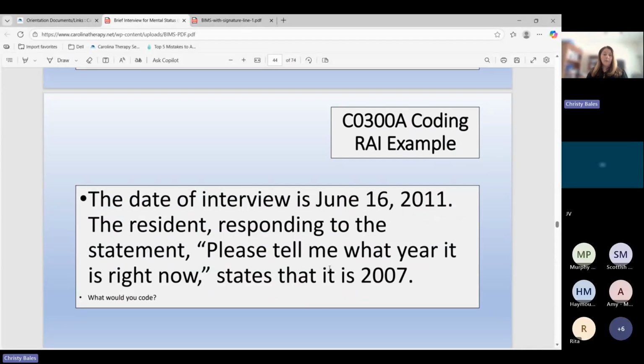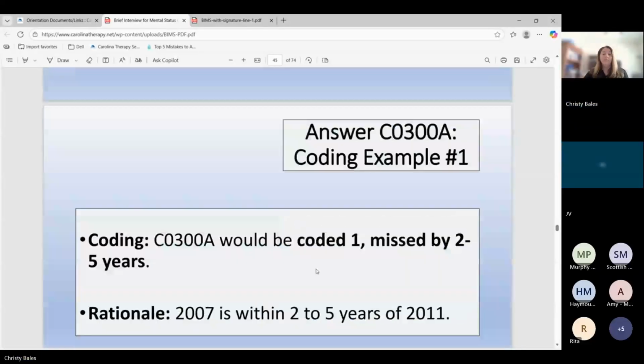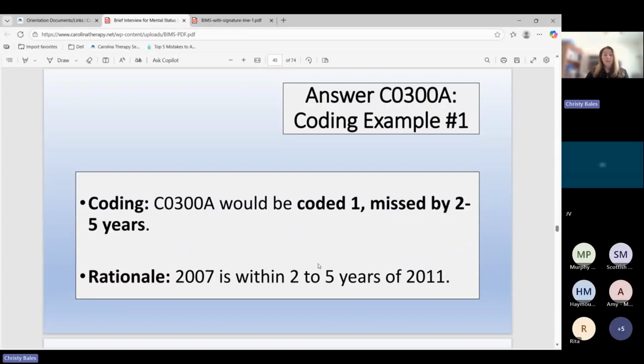The date of the interview, so this is an example: the date of the interview is June 16th, 2011. The resident, responding to the statement, please tell me what year it is right now, states that it is 2007. All right, you would code this a 1 because it's missed by 2 to 5 years.